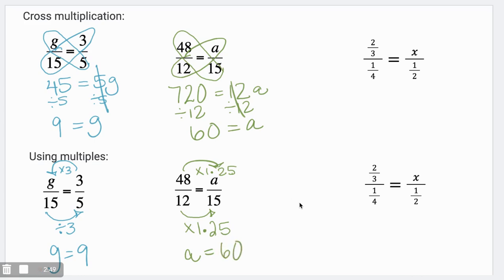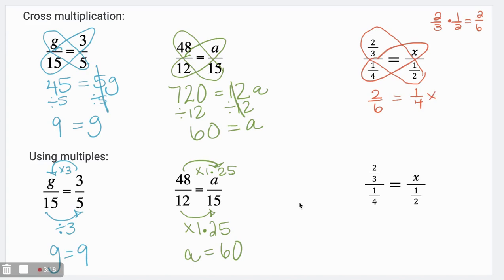Our next problem, 2/3 over 1/4 equals x over 1/2. So I'm going to cross multiply. So I have 2/3 times 1/2. And you can either type this in a calculator or you can just multiply it out. So 2/3 times 1/2, I would multiply straight across. That's going to give me 2 over 6. So I get 2 over 6 equals, and 1/4 times x is 1/4 x.